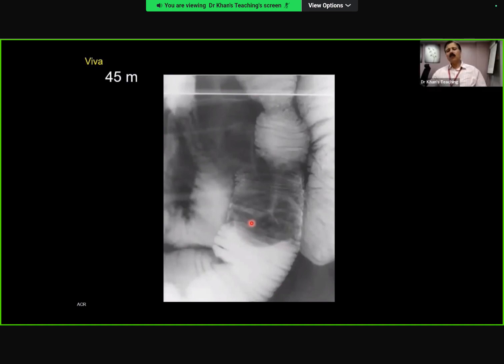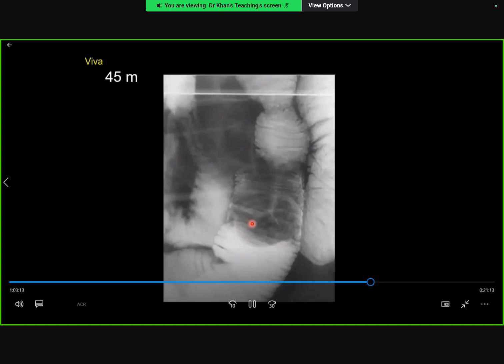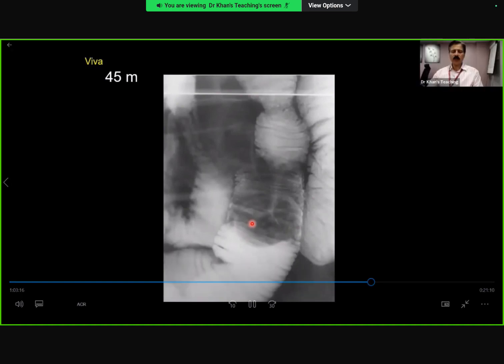Whenever you find intussusception in an adult, think about a tumor. I have showed you a case of lipoma. We call it a lead point. Always look for a lead point whenever an adult comes to you with intussusception. In children, of course, it's different.